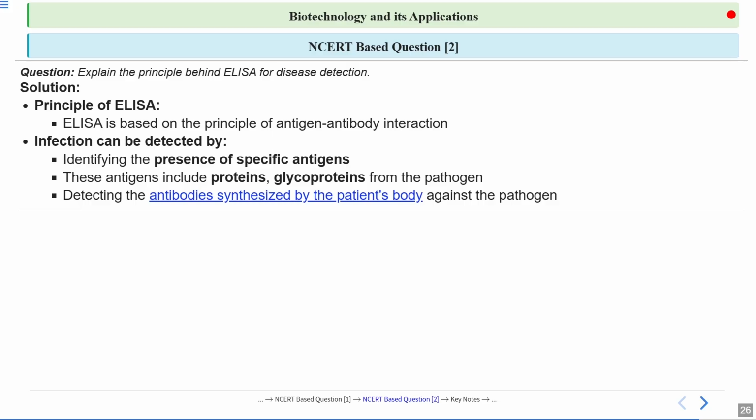We have seen how we can use these antibodies which have been synthesized by the patient's body. So we use this antibody, then there will be the antigen, and then there will be the antibody which has this enzyme.